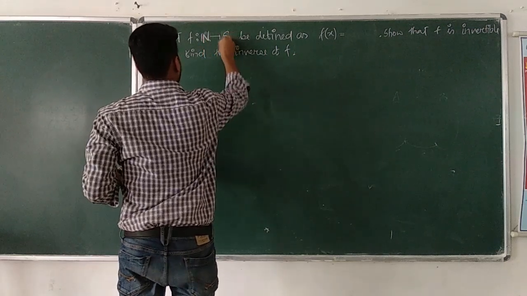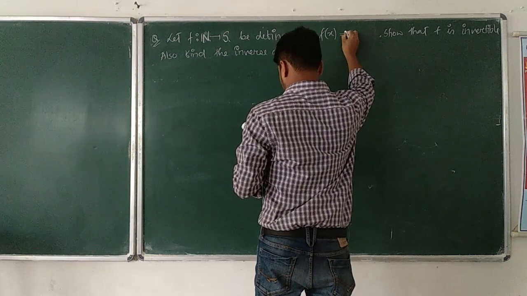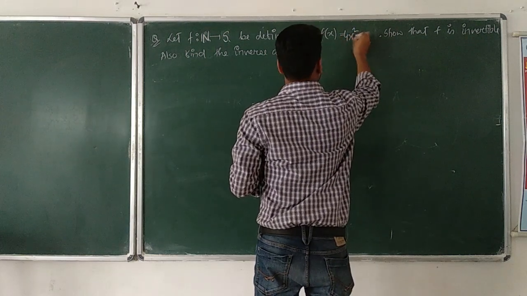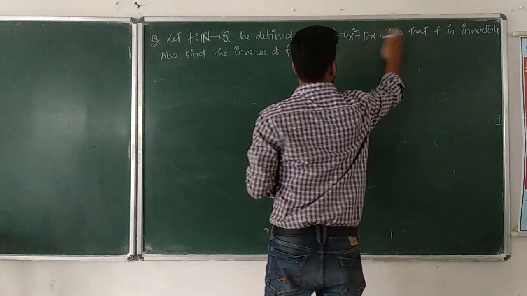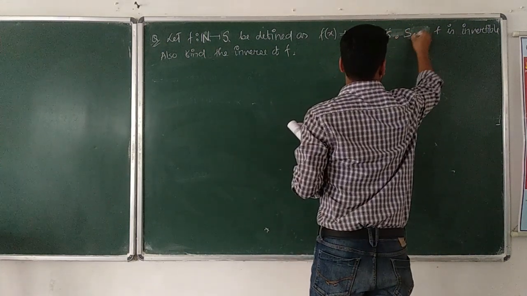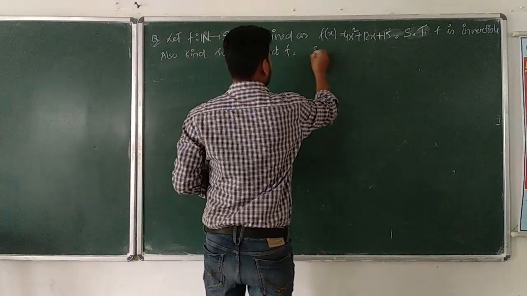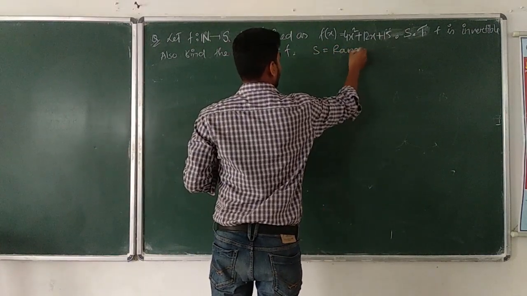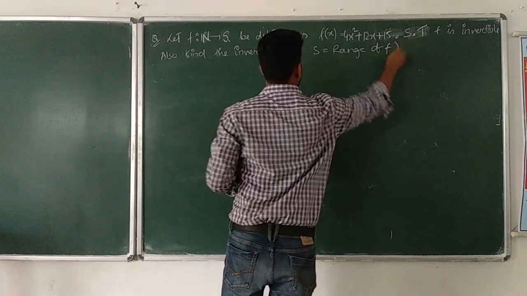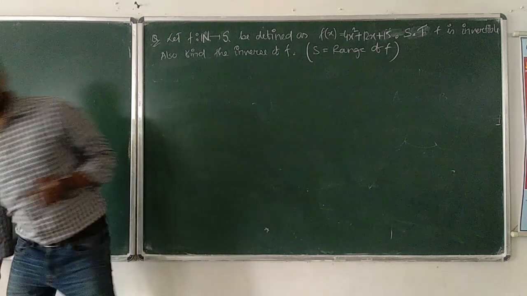Natural number n. f of x is equal to 4x squared plus 12x plus 15. Suppose it is given so that f is invertible, and find the inverse. What is S? S is the range of f. Suppose this question is given, I hope the same question is given.